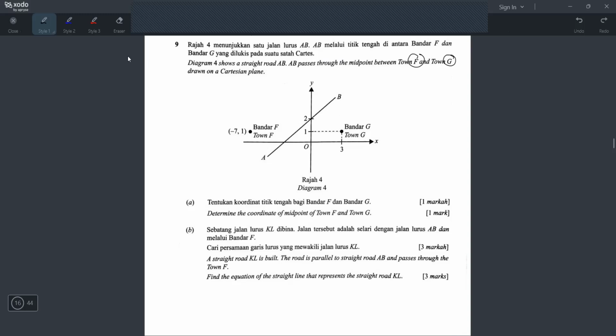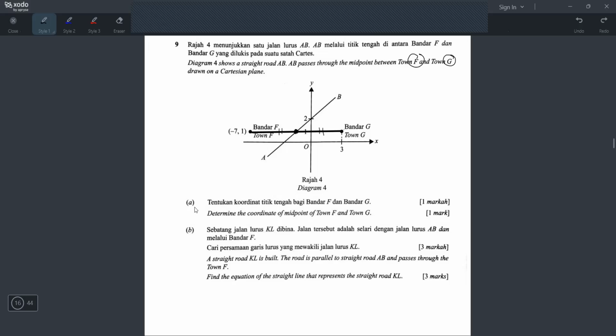It means F and G, you can actually connect them together and there will be a midpoint, right? And since they say the AB passes through the midpoint, the midpoint must be here then, right? So what I will do now is I'll just connect them together, and I will label it like this. The reason why I label like this is to remind myself that the distance here and the distance here is the same, because this is the midpoint.